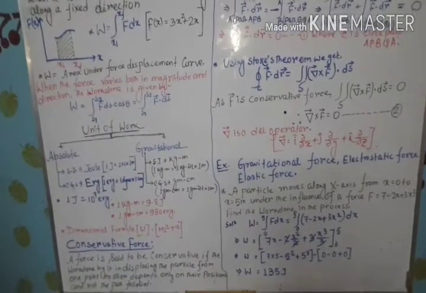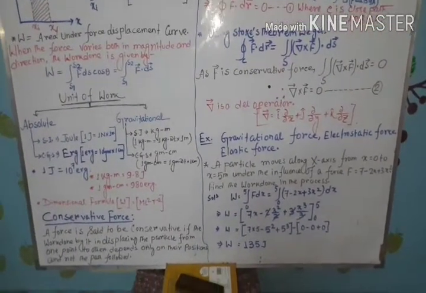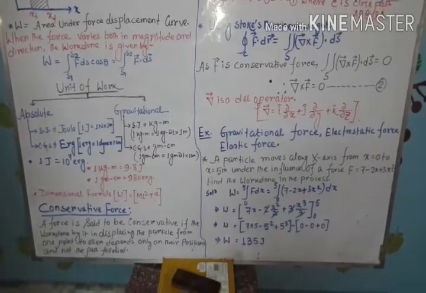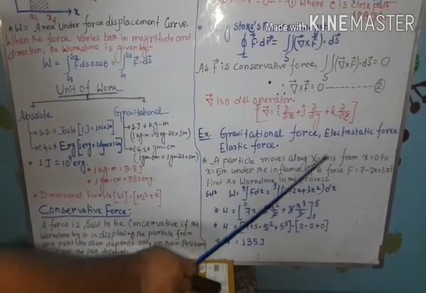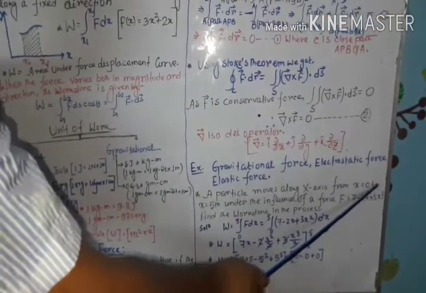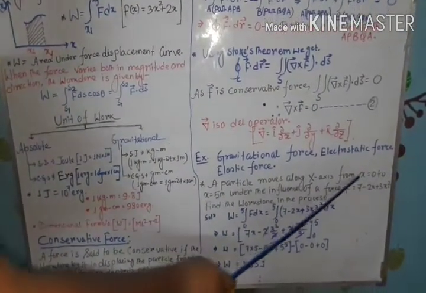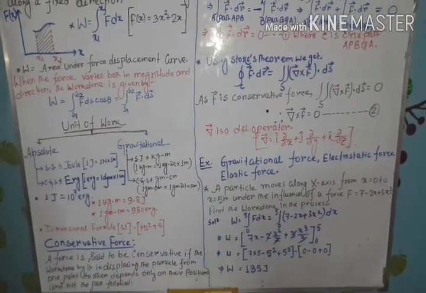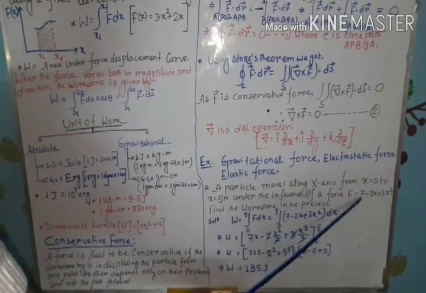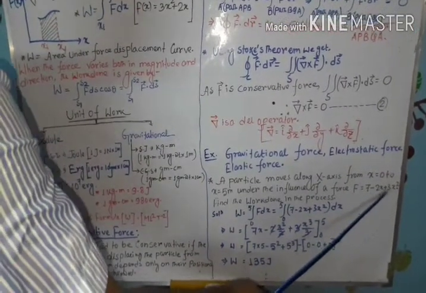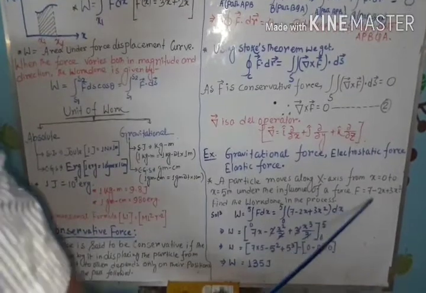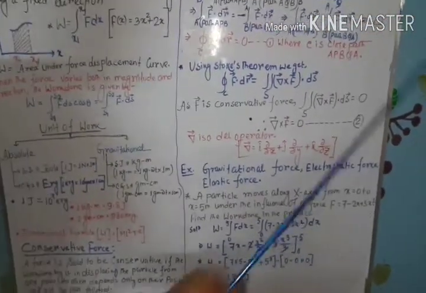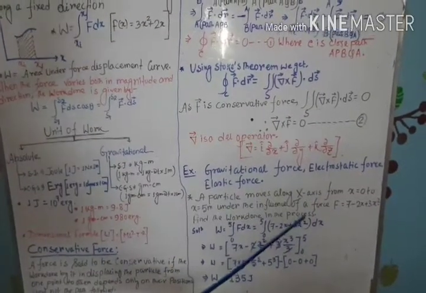Now student, one important numerical depending on the concept of variable force. See the numerical. A particle moves along the x-axis from x equal 0 to x equal 5. Means x equal 0 is the initial position, x equal 5 meter is the final position, under the influence of a force F equal 7 minus 2x plus 3x square. Just see, this is a variable force. If you change the value of x, the magnitude of the force also changes. Find the work done in this process.